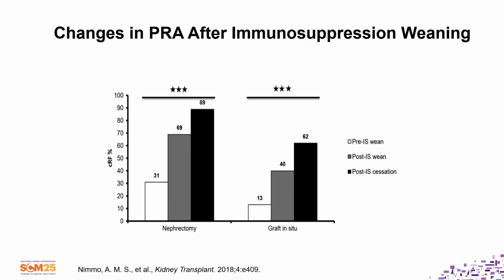So this slide really sums it up. PRA does go up after immunosuppression withdrawal. So you can see graft in situ pre-immunosuppression withdrawal is the white, post-immunosuppression wean is the gray, and black is once immunosuppression's been stopped, and it's comparing those with nephrectomy without. Typically, the first time patients have graft intolerance syndrome, we'll treat with steroids and then slowly taper immunosuppression after that. Nephrectomy is usually if they've failed medical management.